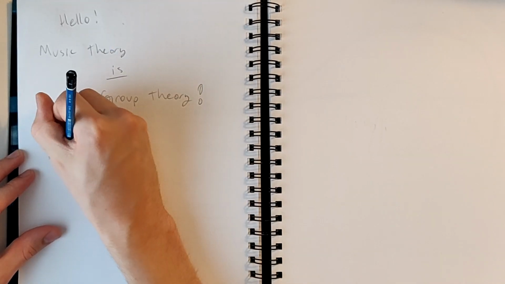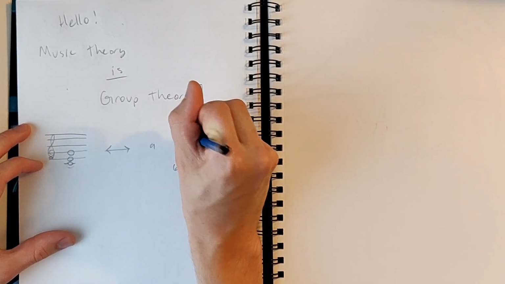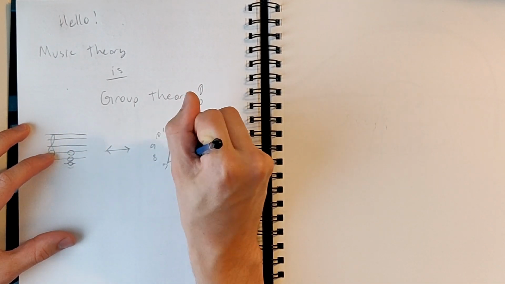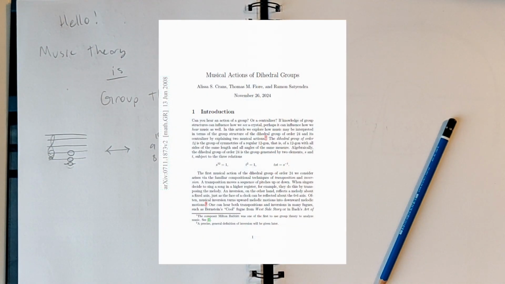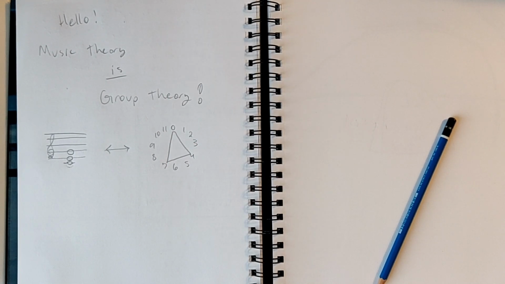You shouldn't need to know much about either of these things in order to get something out of this video, although it's going to be a lot of information. A lot of this information is derived from a paper called Musical Actions of Dihedral Groups by Alyssa S. Kranz, Thomas M. Fiore, and Ramon Satyendra. If this topic interests you or you have a mathematical background, I would recommend taking a look at this paper as it's much more technical than the material in this video. I'll link the paper below.